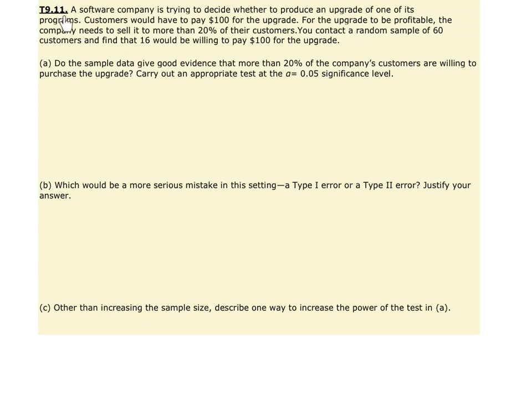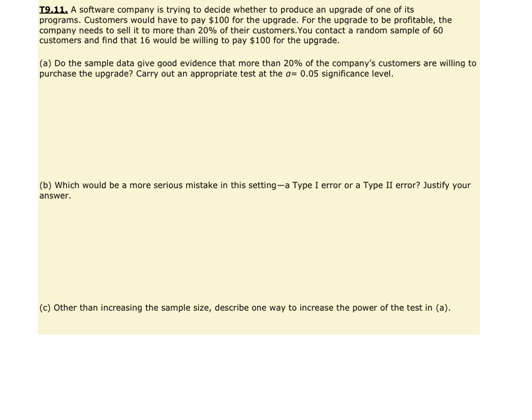So number 11: a software company is trying to decide whether to produce an upgrade of one of its programs. Customers would have to pay $100 for the upgrade. For the upgrade to be profitable, the company needs to sell it to more than 20% of their customers. You may contact a random sample of 60 customers and find that 16 would be willing to pay $100 for the upgrade. A, do the sample data give good evidence that more than 20% of the company's customers are willing to purchase the upgrade? Carry out an appropriate test using a significance level of 5%.